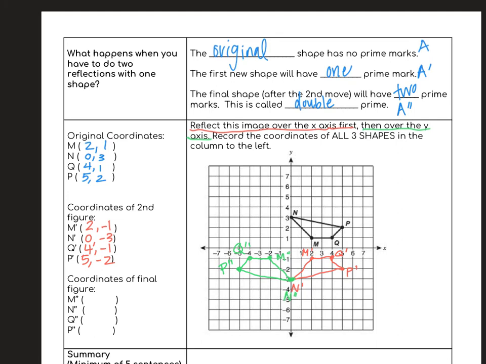And then let's write our coordinates. So M double prime is (-2, -1). N double prime is (0, -3). Q double prime is (-4, -1). And P double prime is (-5, -2).